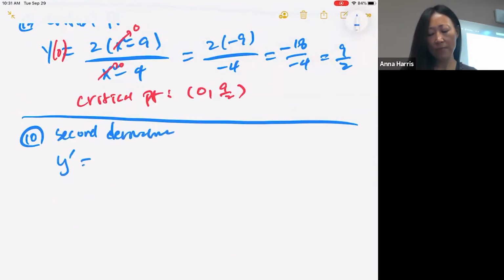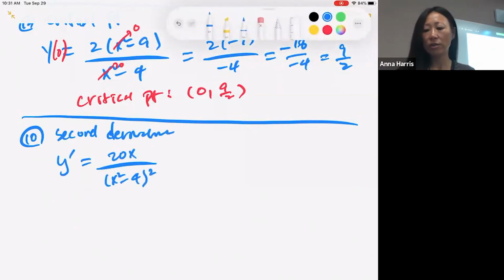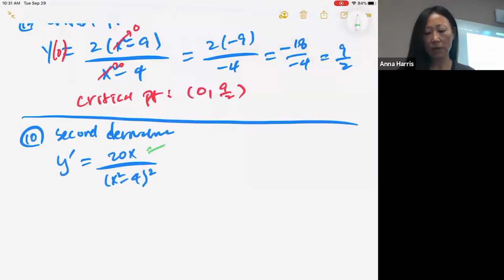So I know y prime is 20x over (x squared minus 4) squared. I'm going to do just like I did before. I still have to use my quotient rule. I'm going to call that my f, and this my g.